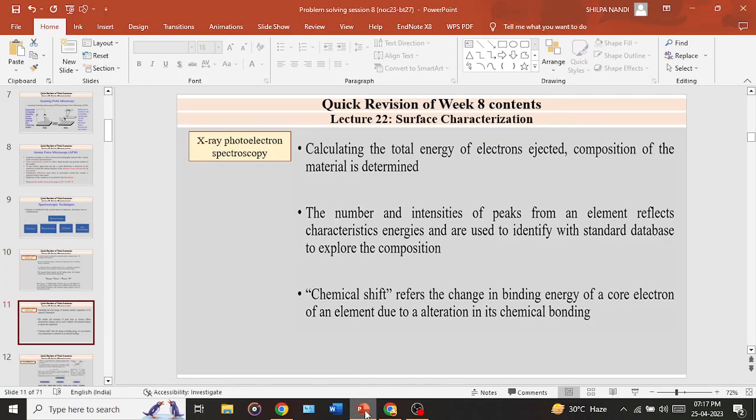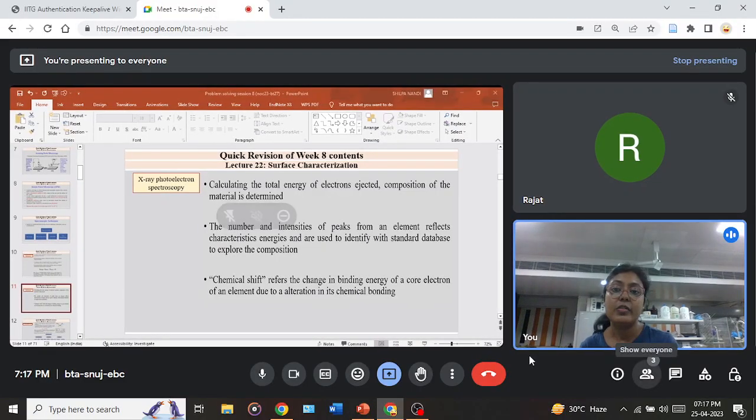So basically in this XPS, we calculate the total energy of the electrons ejected, which determines the composition of the material. So the number and the intensity of the peaks from an element reflect the characteristic energies and are used to identify with the standard database to explore the composition. Again, in this case, there is a chemical shift which is involved.